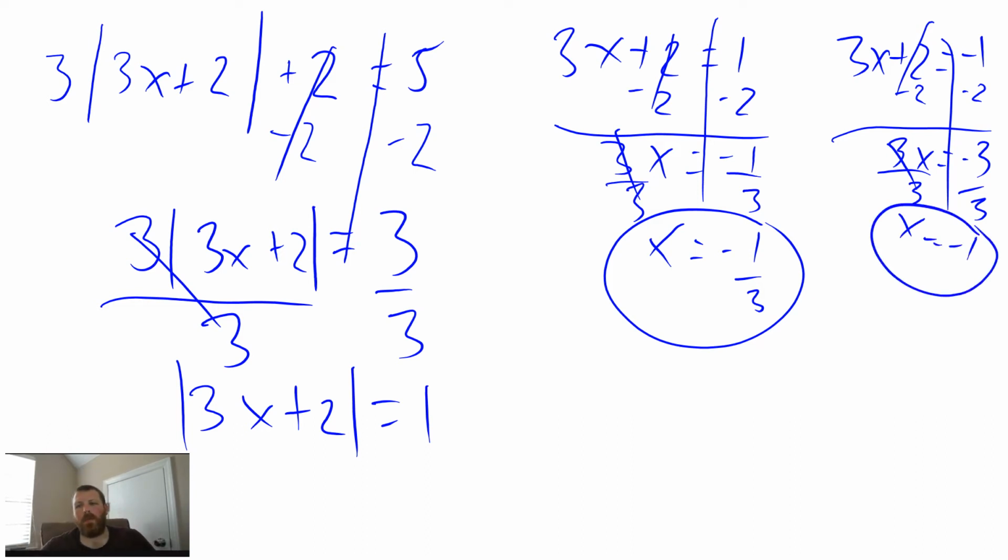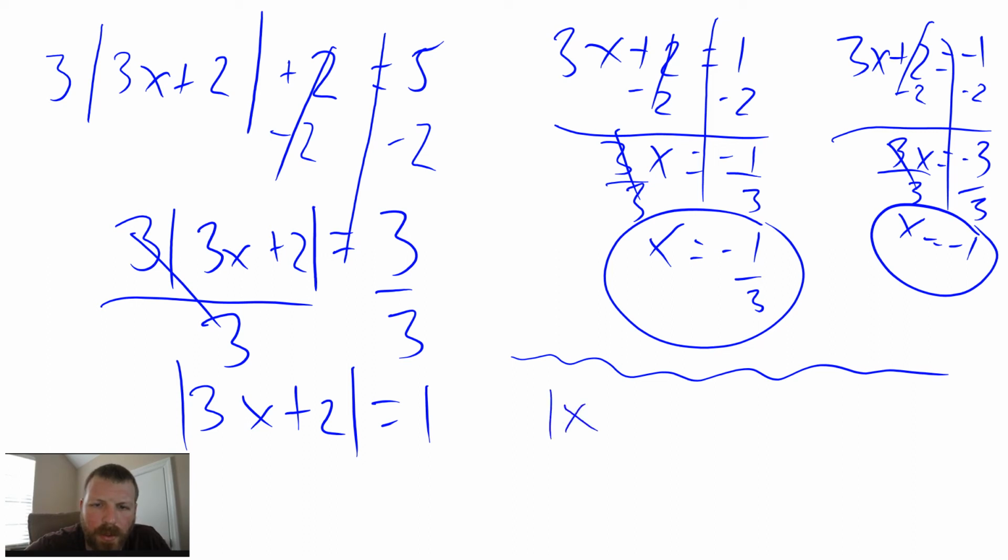Now, when we talk about how this is solved, again, we can take these two answers, plug them back into the original absolute value equation, and it should equal 5. And it will. Now, what happens if we start an equation? This is new stuff here. What happens if we start an equation where we have the absolute value of x plus 2 equals negative 4?